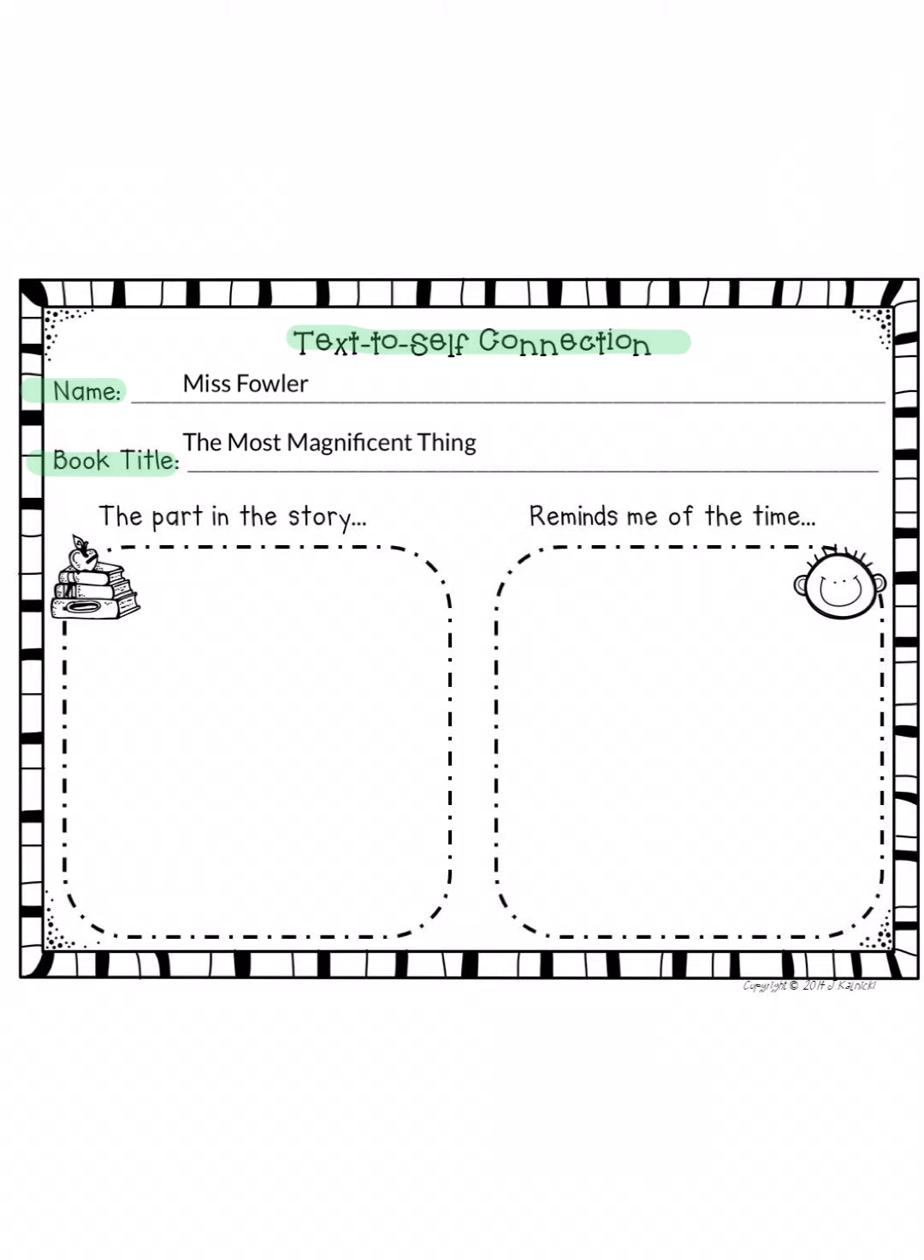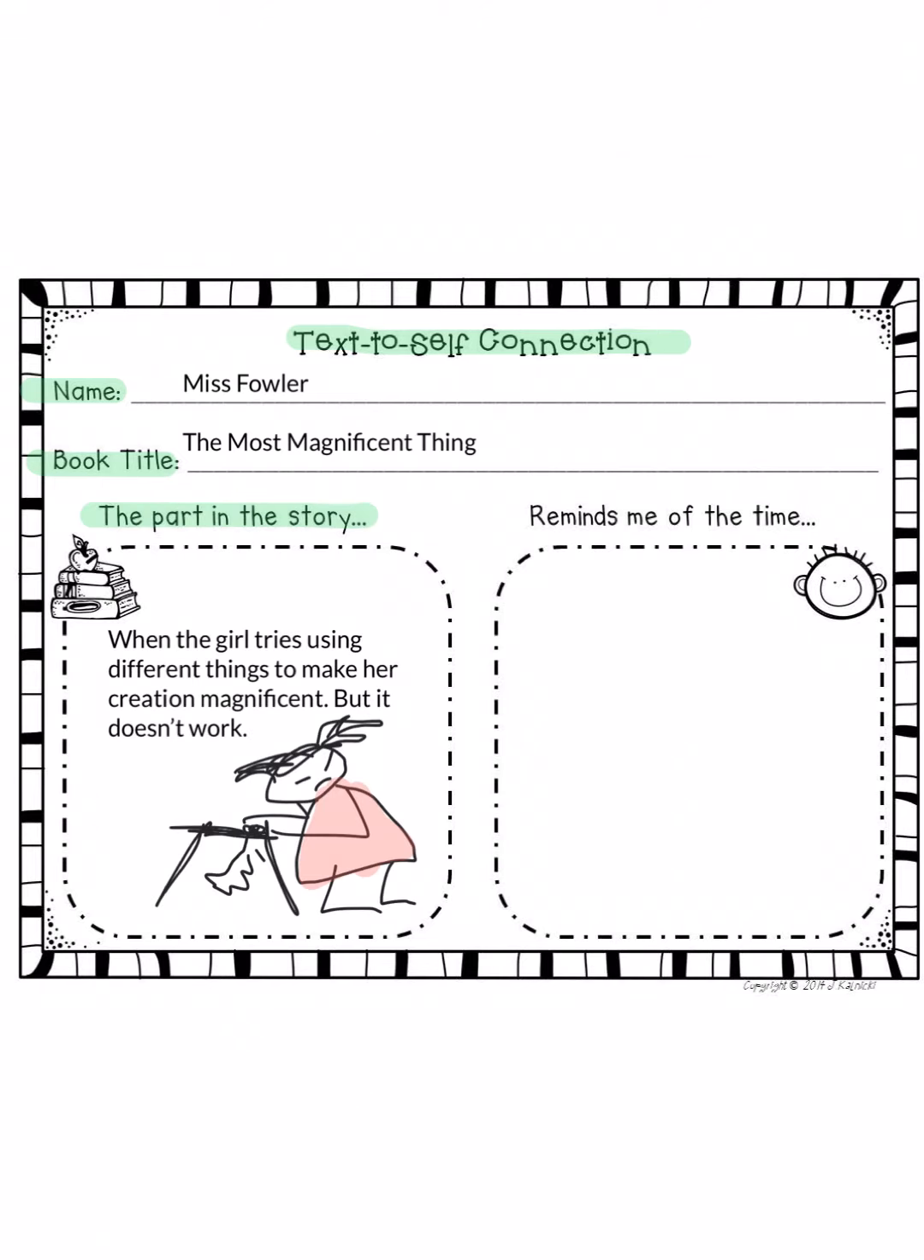So for the first part of this activity, we need to write or draw a picture of something that happened in the story that reminded us of our own life. So I have put the part in the story that reminds me of a time in my own life, and it was when the girl tries using different things to make her creation magnificent, but it still doesn't work. And I put a picture of her using a saw to help with her creation.